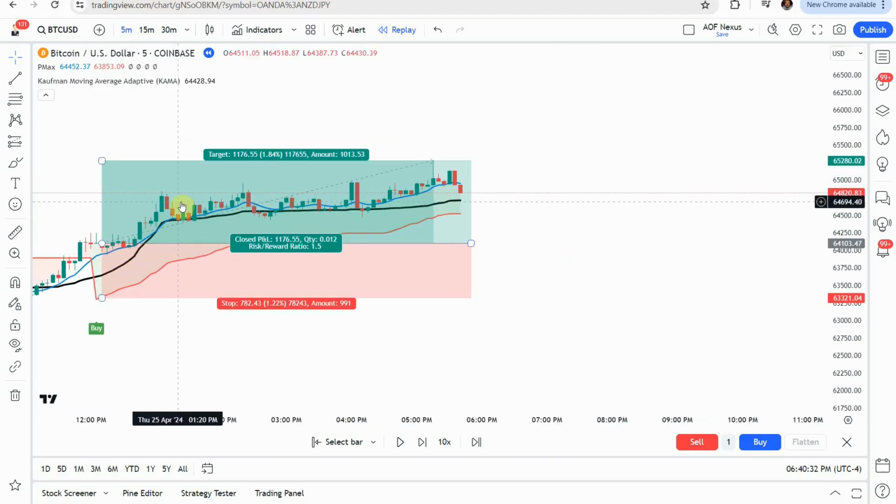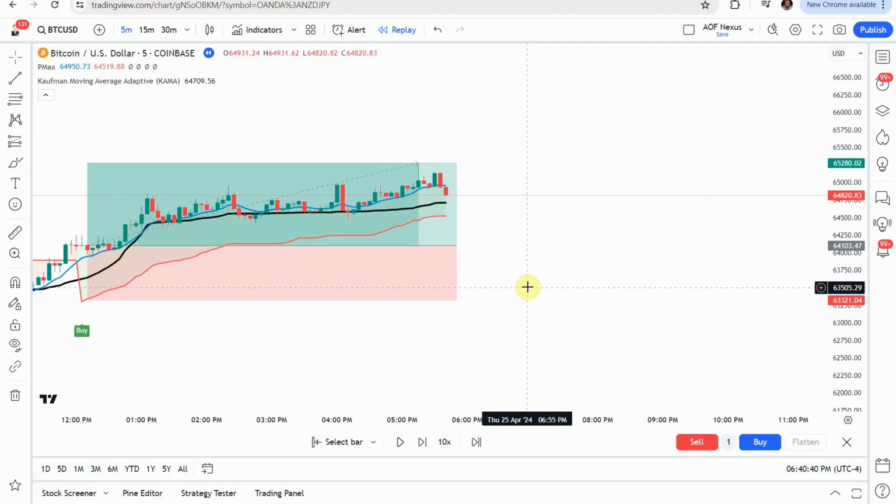Alright, so it takes just a little bit. We just kind of bounce around here in consolidation for a while, and then we make this spike to the upside, getting us to our take profit. Alright, so that puts us at the end of the testing right there.